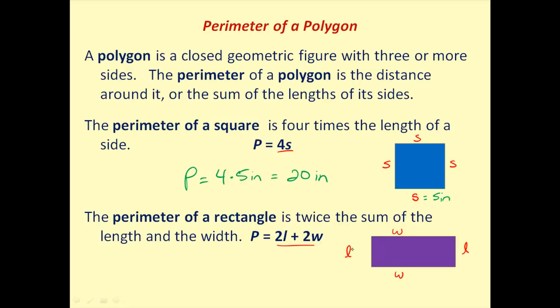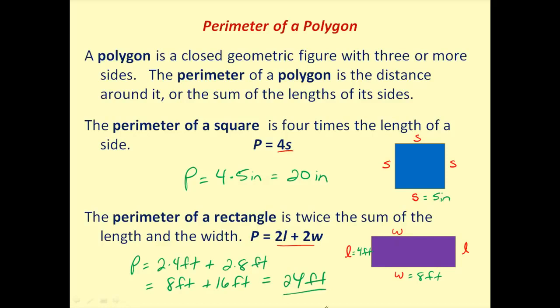So now if we know that this length is equal to 4 feet, and this width is equal to 8 feet, we could use the perimeter formula to find their perimeter. It would be 2 times 4 feet plus 2 times 8 feet, which would equal 8 feet plus 16 feet, which would give us a perimeter of 24 feet. So if we find the sum of the lengths of all four sides, we would get 24 feet.